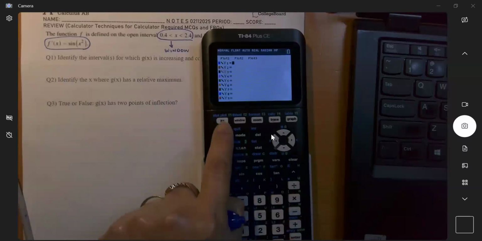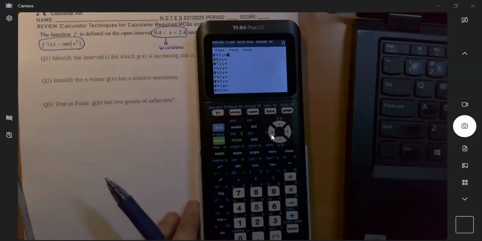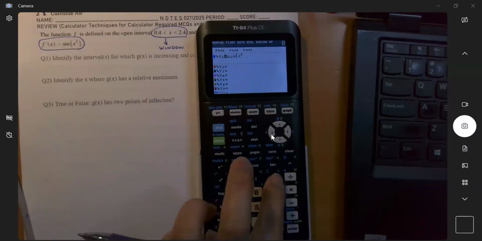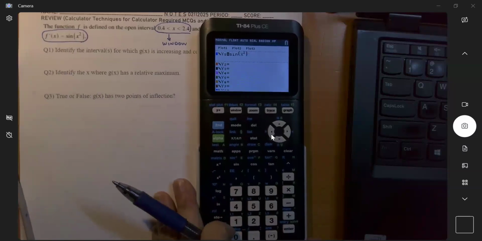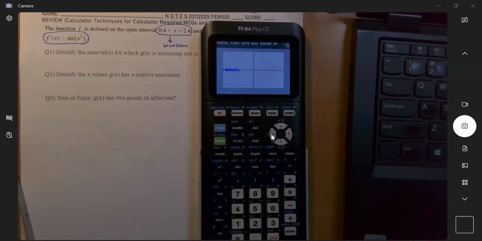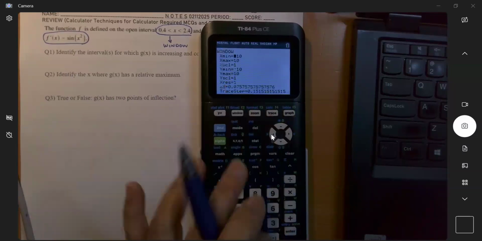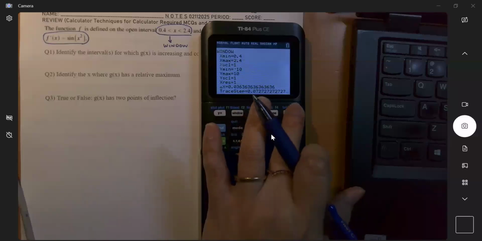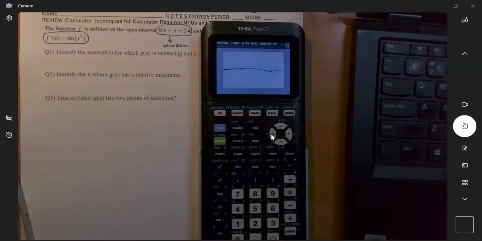So enter that using y equals, enter sine. X is right here, square is down here, close, and then change your window. Because if I press graph, I will see an oscillating graph, and I don't want to look at everything in there because they specified that we only wanted to observe 0.4 up to 2.4. So graph that, and this is now what I needed to see.